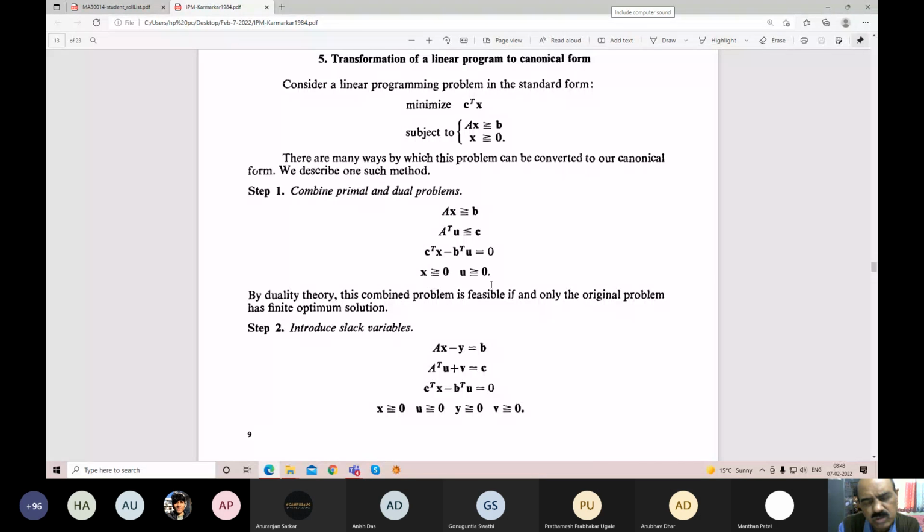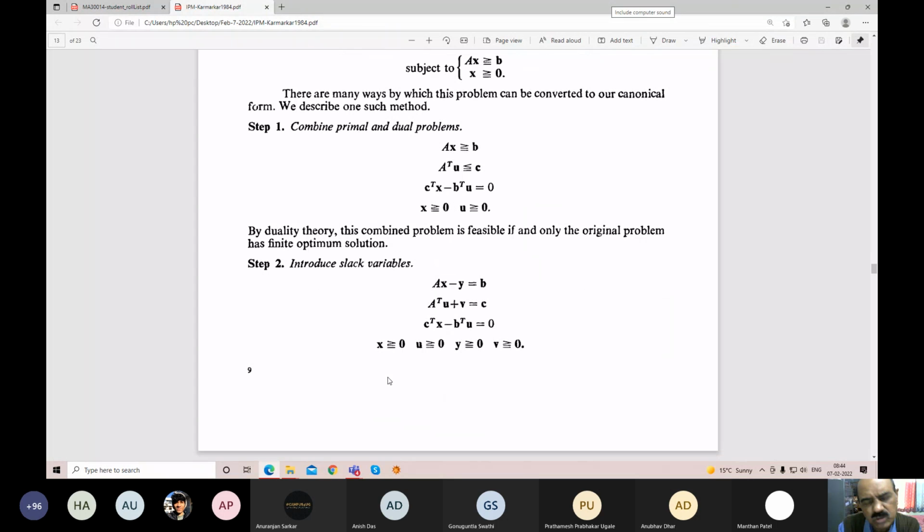This is the primal, dual, combined. Then introduce slack and surplus variables. See, x is the primal variable, and u is, what is that?